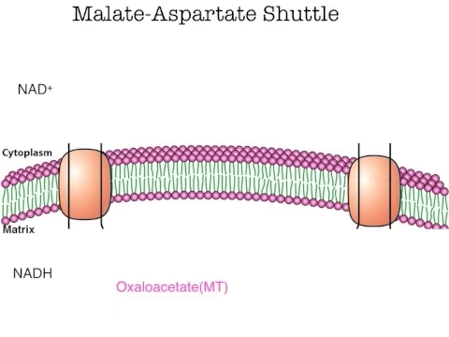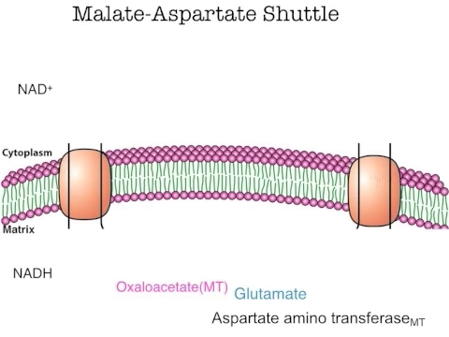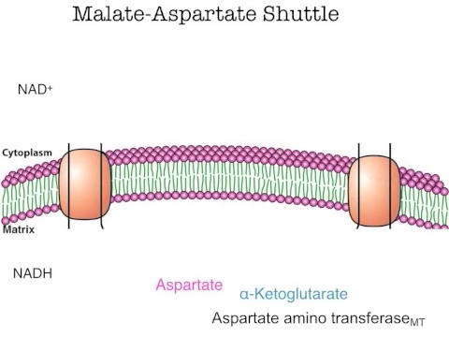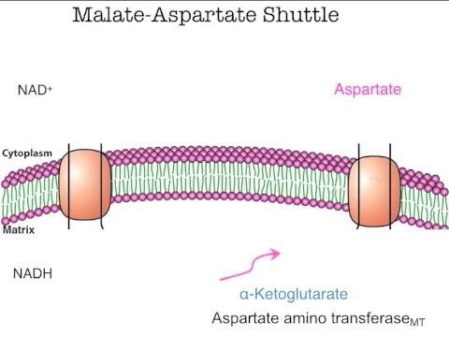Oxaloacetate has 4 carbons. So does aspartate. And so now what we're going to do is take an amino group from glutamate and transfer it to oxaloacetate. When this happens, oxaloacetate will be changed to aspartate. There are 4 carbons in oxaloacetate and 4 in aspartate. Aspartate can now leave the mitochondrial matrix by way of a transporter.